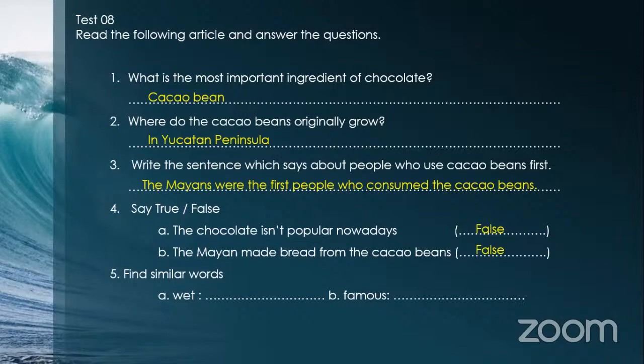Right, next one, find similar words. For the word wet, the similar word we can find from the text is humid. It's humid. The next one is famous. Another similar word is popular. Popular. Right? Okay, quickly mark your answers before we go to the ninth question.